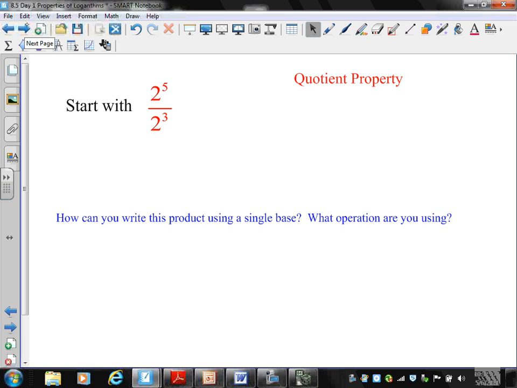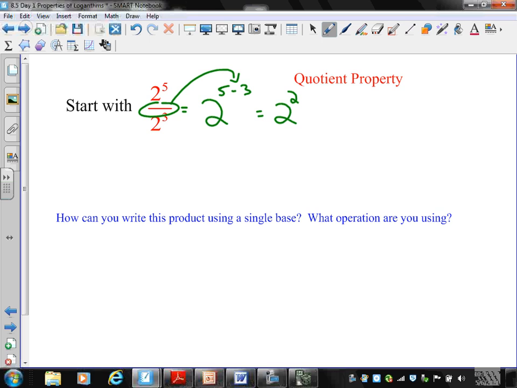Okay, similar example. This is going to reflect the quotient property. What if we start with 2 to the 5th divided by 2 to the 3rd? Well, we should know that the exponent property says to write the same base once, and then it's your numerator exponent minus your denominator exponent. So division with the same base turns into subtraction of the exponents. So this ends up being 2 to the 2, or 4.